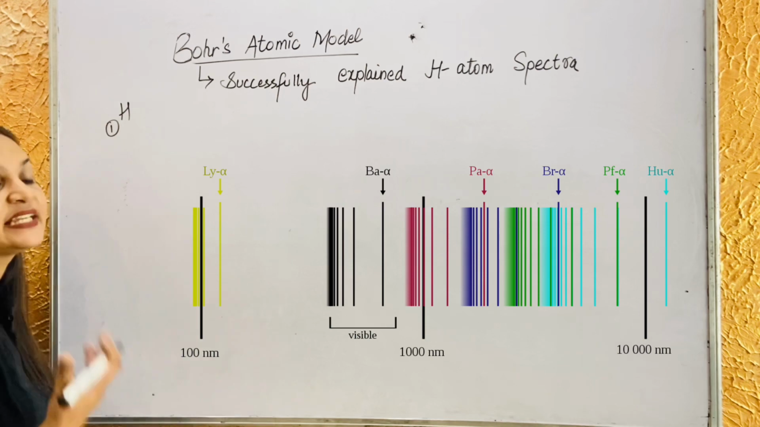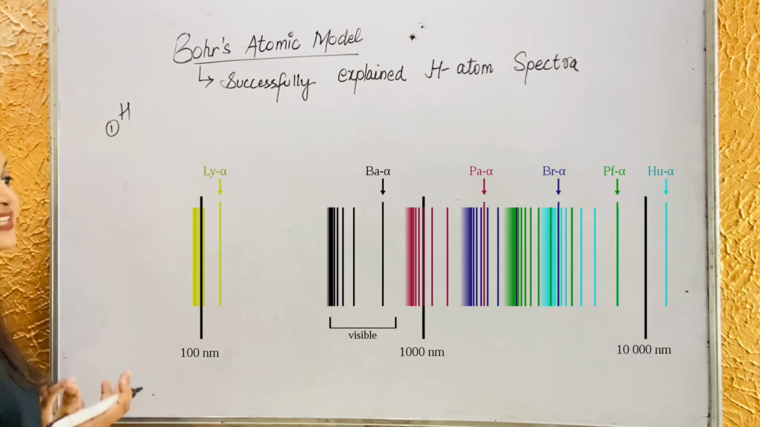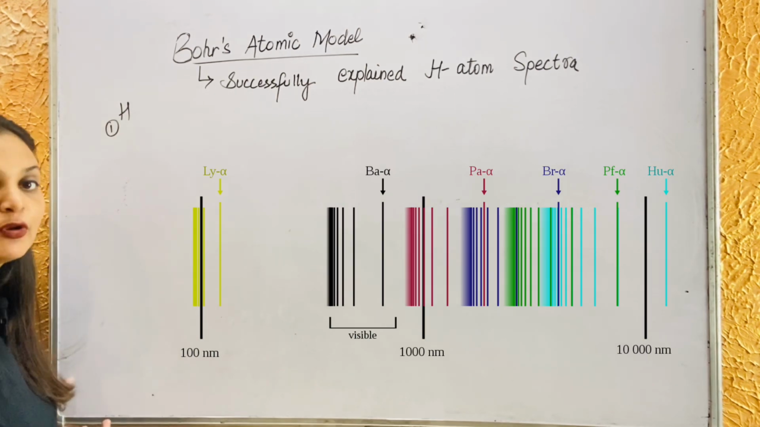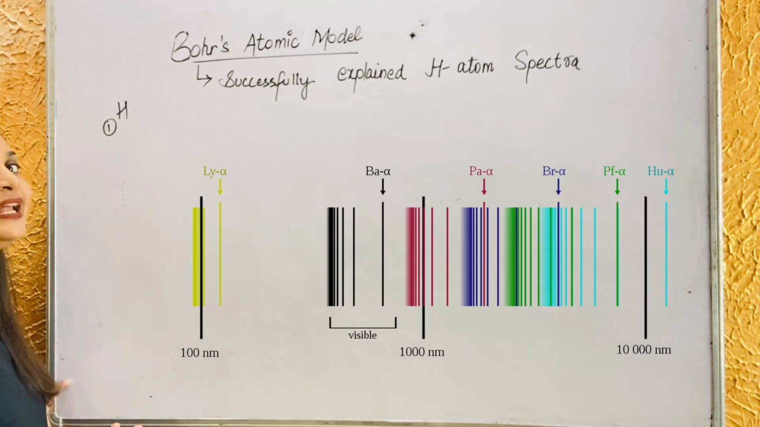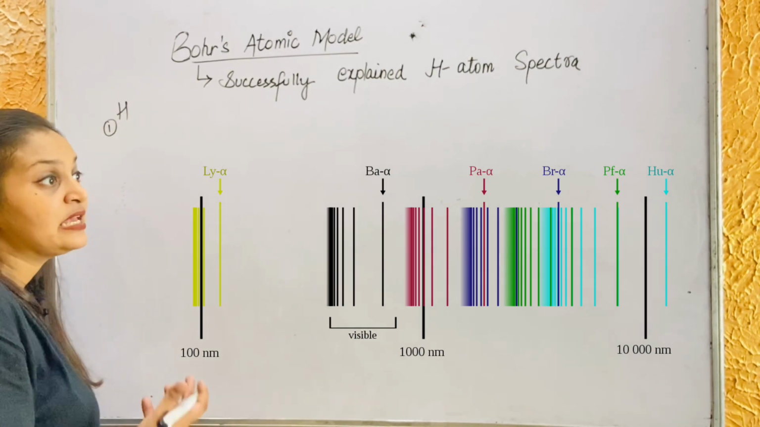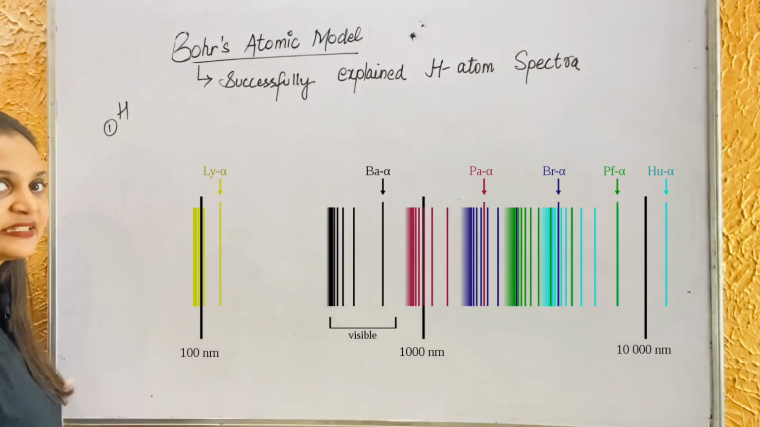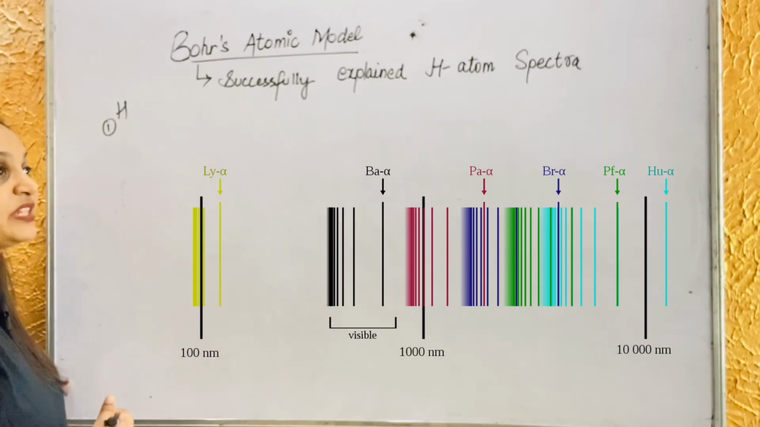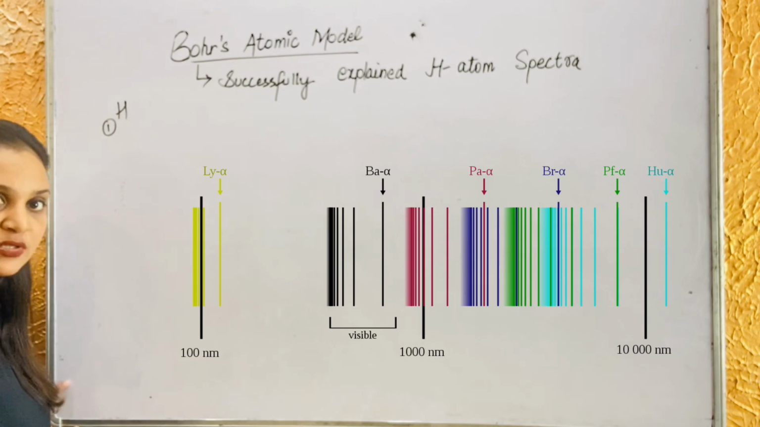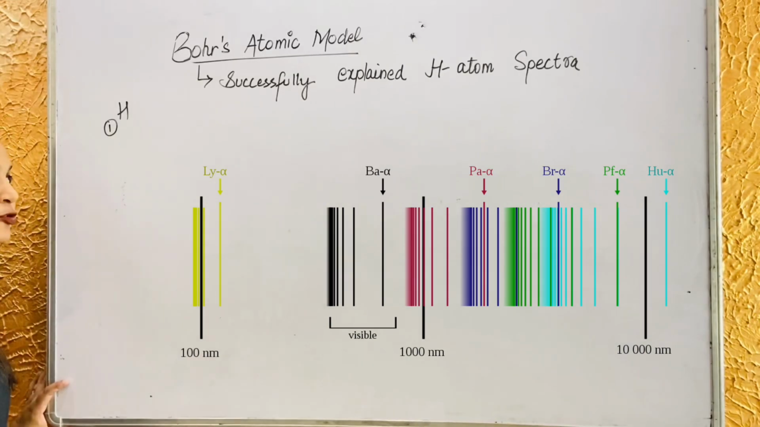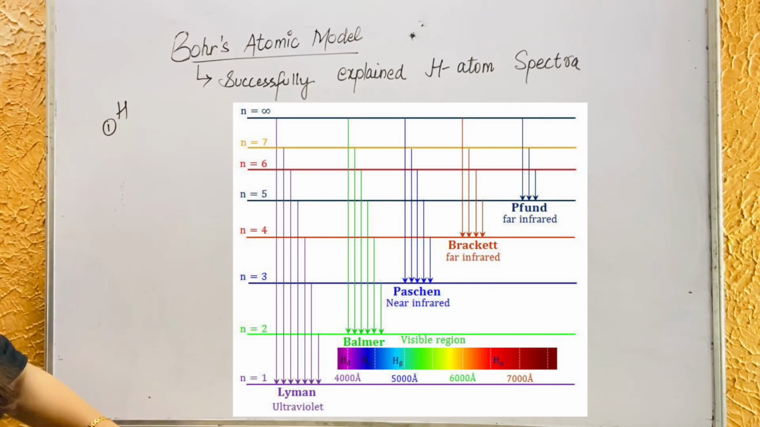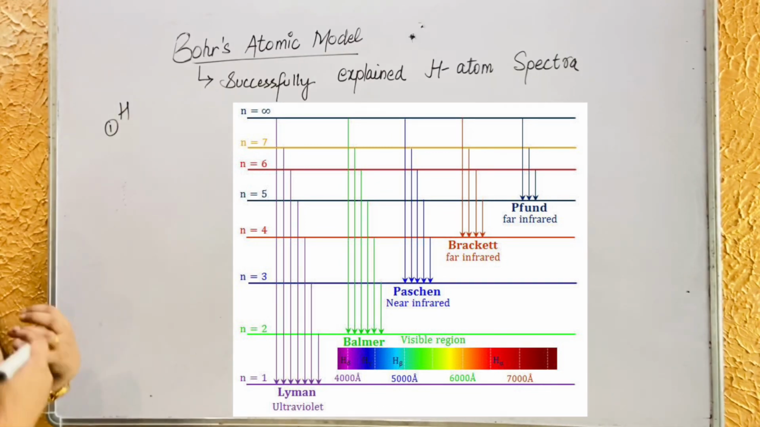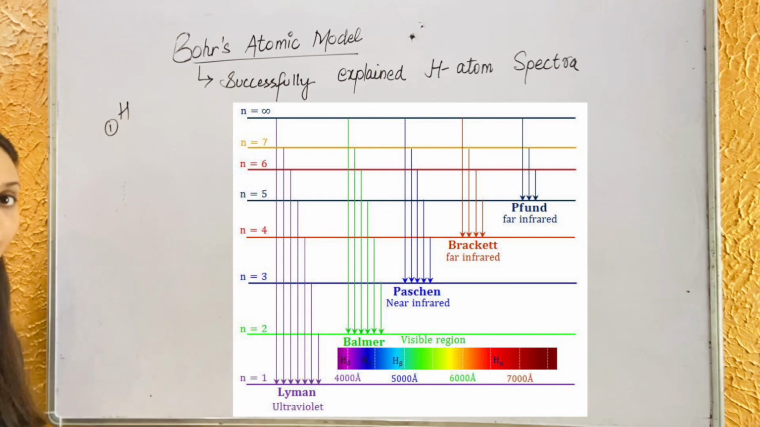Bohr explained this phenomenon by stating that when we take a sample of hydrogen gas, there is not only one atom. There are multiple atoms of hydrogen present. Since there are multiple atoms present in the sample gas, there are multiple electrons. And when electrons are losing energy and jumping back to the lower energy levels, various series could be observed.